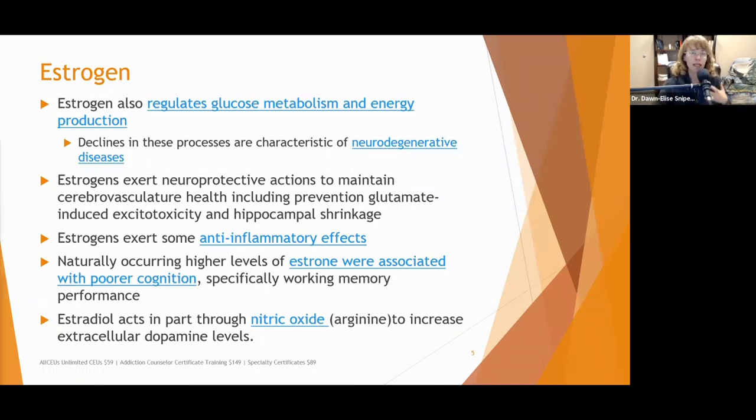We know dopamine is our perseveration chemical, if you will. It's the chemical that says, I want to do that again. I want to keep doing that.